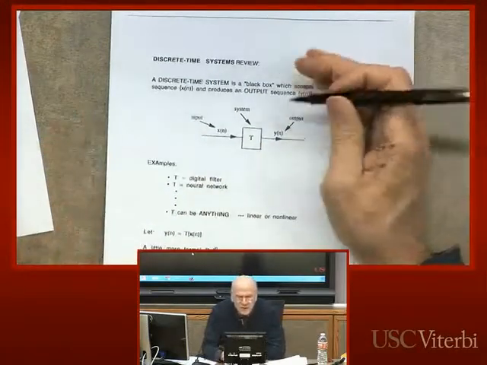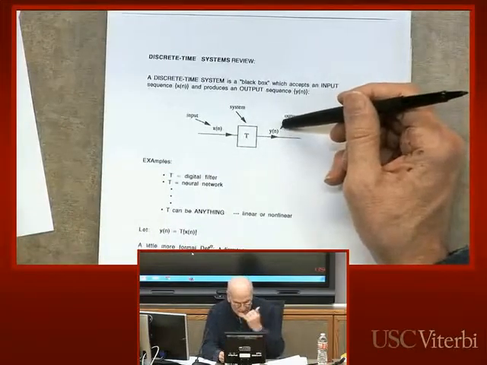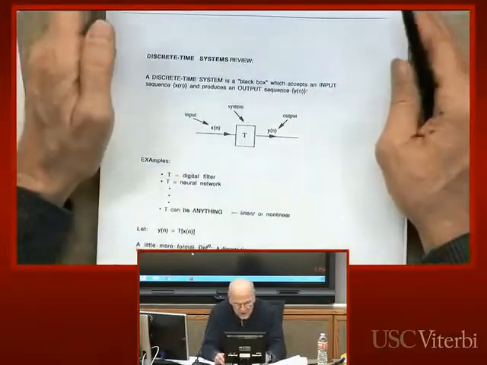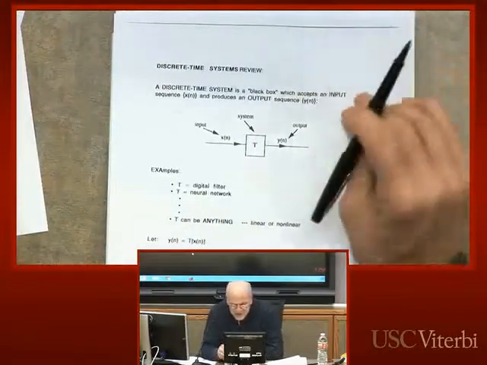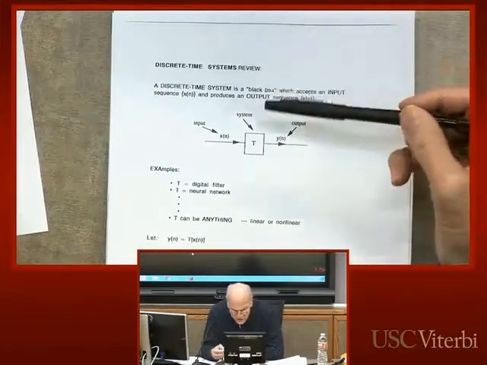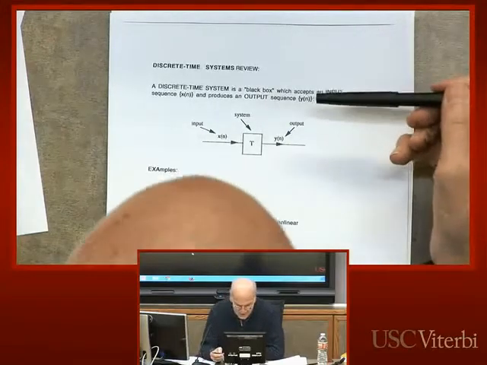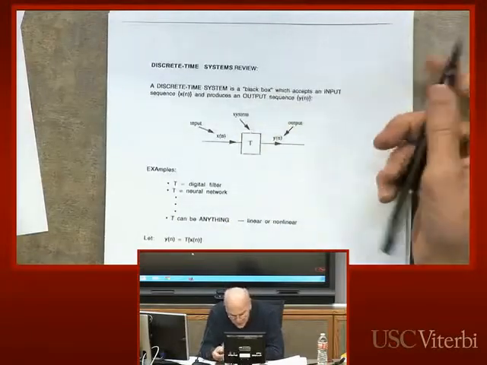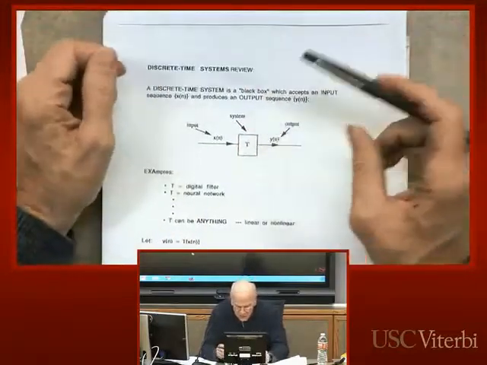Okay, so first of all, what is a discrete time system? And again, if you've had a linear systems class, and you've talked about this in the continuous time world, it's the same thing in the discrete world. A discrete time system is basically a black box. I call it here T, which takes in input signals and outputs output signals. That's basically what it does. So it accepts an input sequence and it produces an output sequence. There are many variations on this theme.